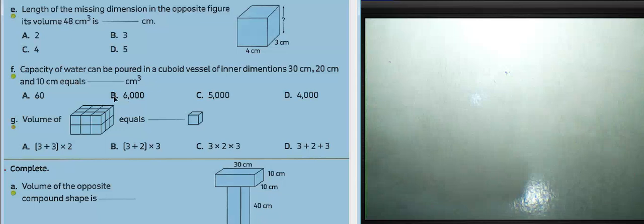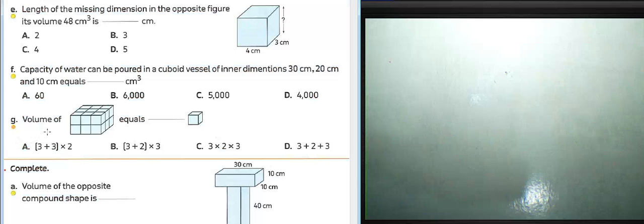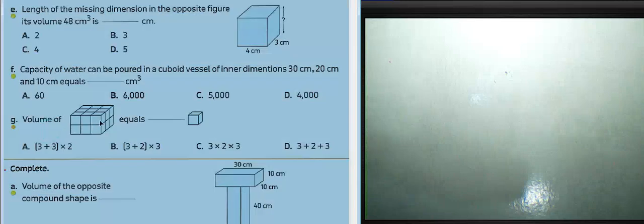Question letter F, we choose letter B. Okay, understood? 30 times 20 times 10 equal 6,000 cubic centimeter. And question letter G, volume of this cuboid here equal space cube.